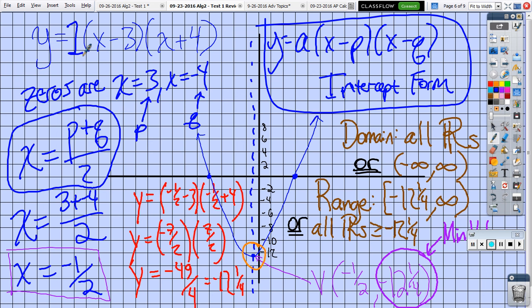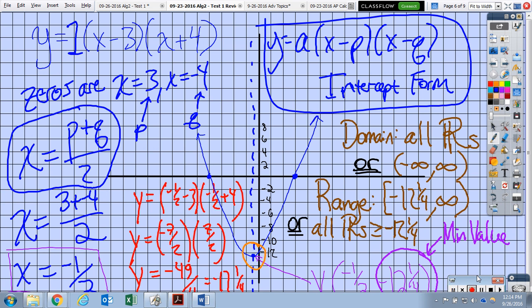Any questions about domain and range? This will be on the test, correct? Yes. On part 2, you will have to graph each of the 3 functions. Part 2 will be on Wednesday. You will have to graph a function given in standard form, given in vertex form, and given in intercept form, and then give all the information.